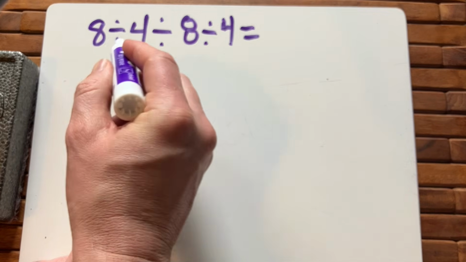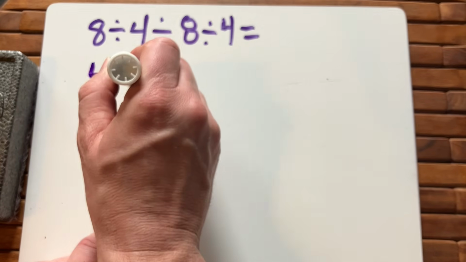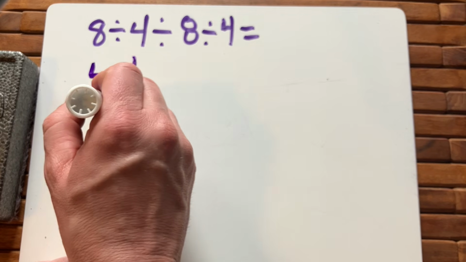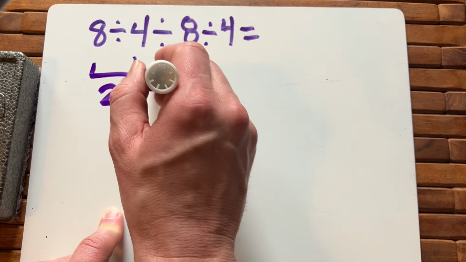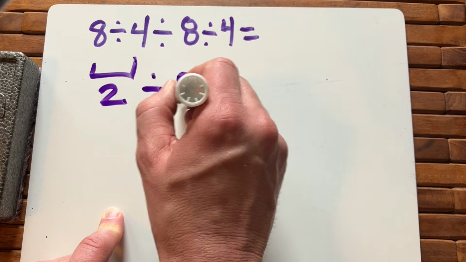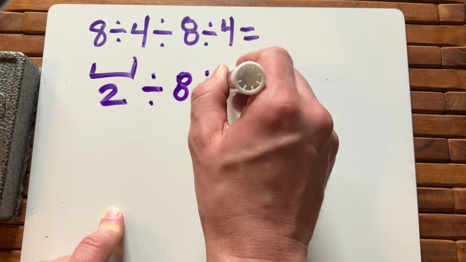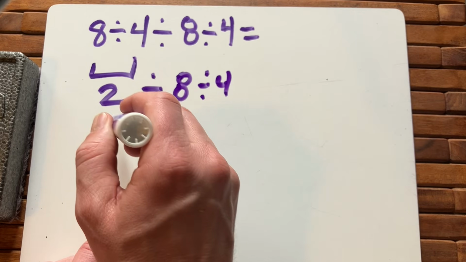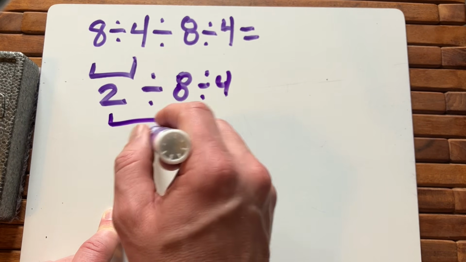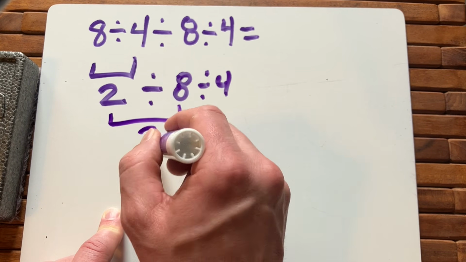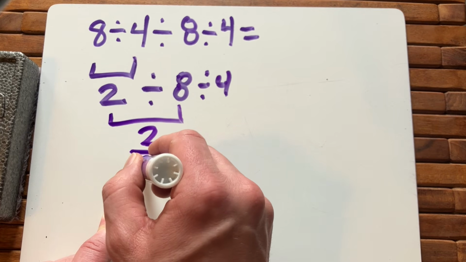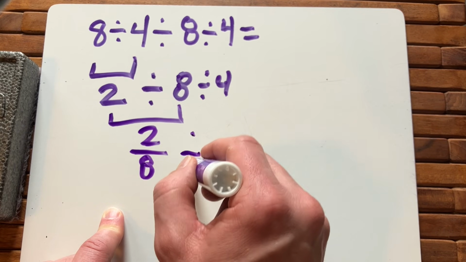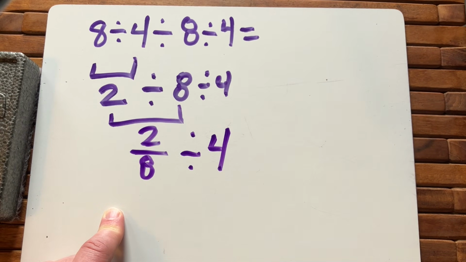So we'll go 8 divided by 4, and that gives us 2. And we'll bring down the rest of the problem. Next, we'll say 2 divided by 8, which we can write as 2/8. We'll bring down the rest of the problem, divided by 4.